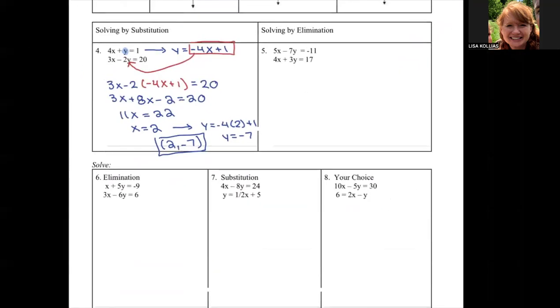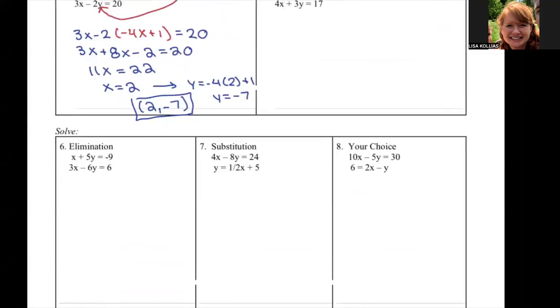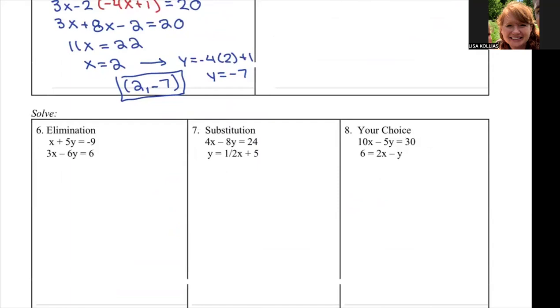So at this point, I would have you go ahead and try number 7. So again, for substitution, this one is nice. I would try it by yourself, but if you want to listen, you can go ahead. I would fast forward and see if you get the answer correct. But y is already by itself, so you can quickly just sub this in. So this is like saying 4x minus 8, y comes out, and half x plus 5 comes in, and it equals 24. So I distribute here.